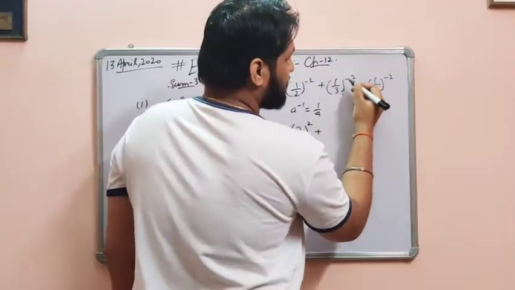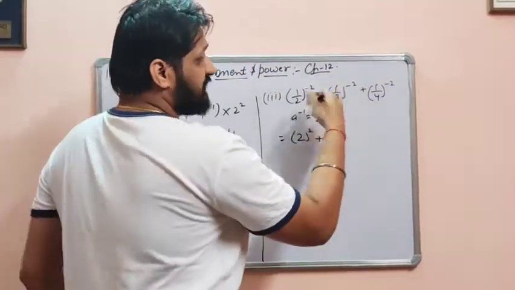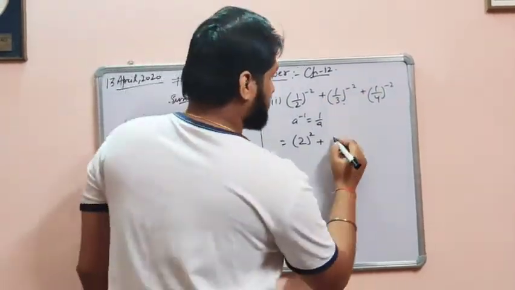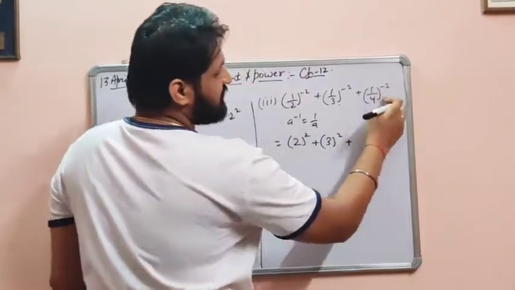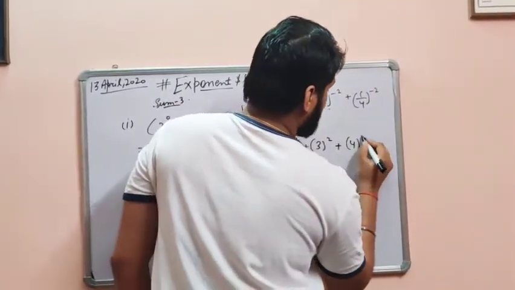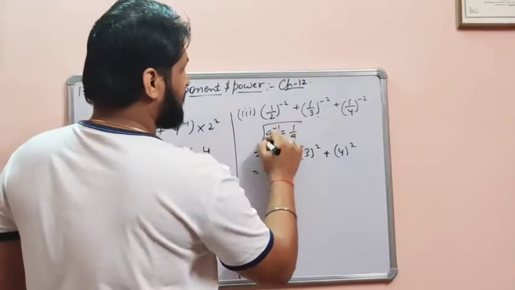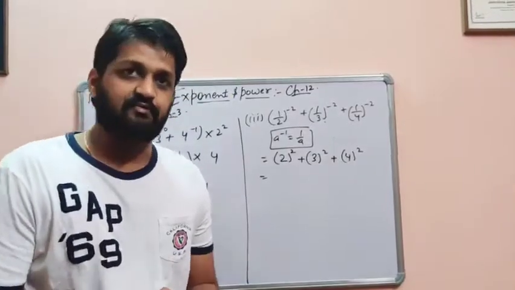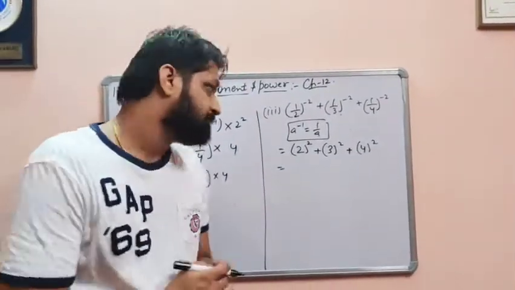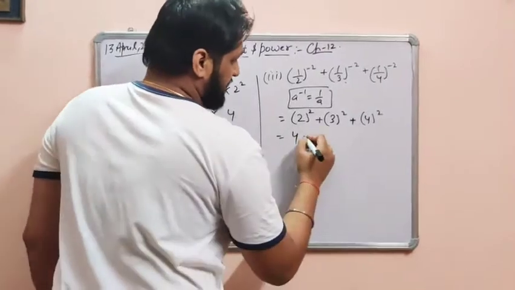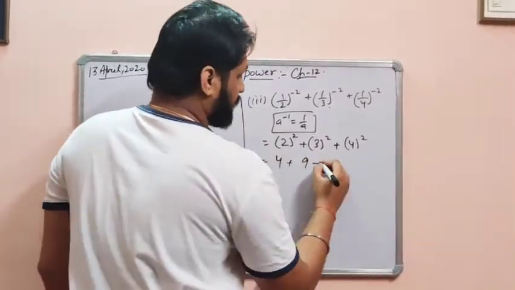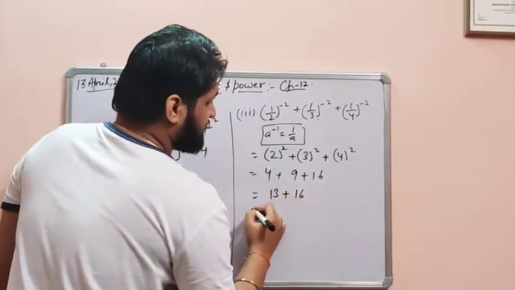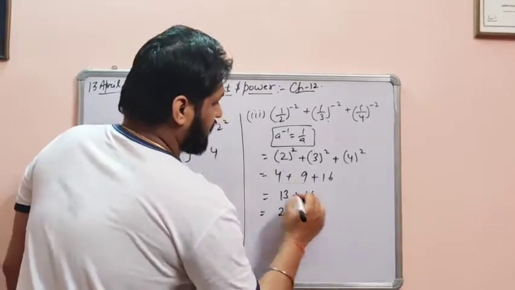Similarly here, 1 by 3 raised to the power minus 2. So if we take the reciprocal of the number, then the sign will change to the plus sign. So that is 3 whole square plus similarly 1 by 4, so that is 4 whole square. This was the important concept that we have seen. In order to change the negative exponent into positive exponent, we need to take the reciprocal of the number. Now 2 square is 4, 3 square is 9, and 4 square is 16. So 9 plus 4, that is 13, plus 16, so that is 29 is the answer.